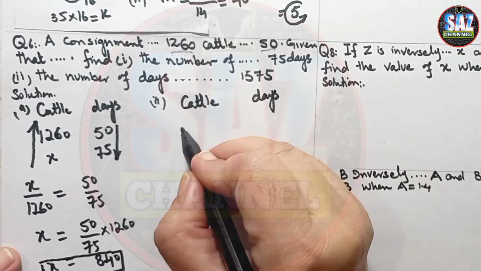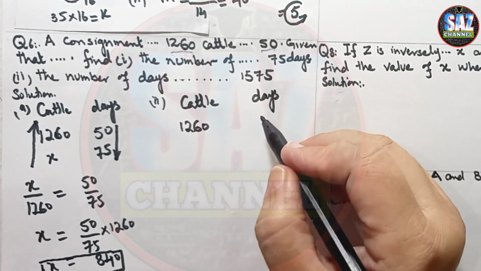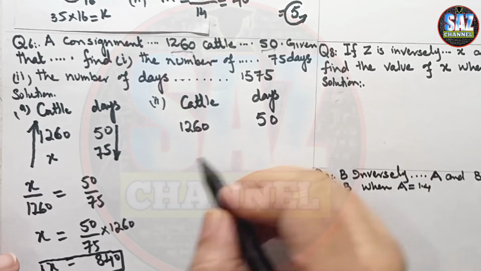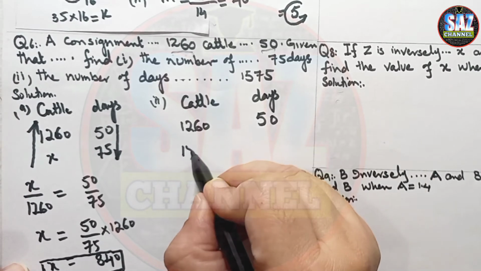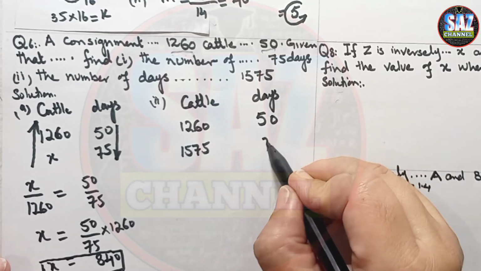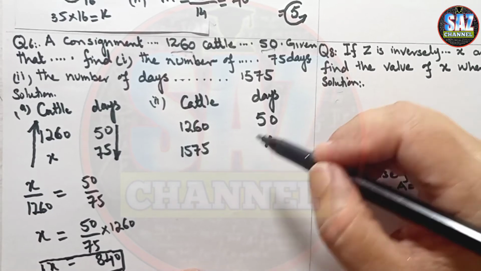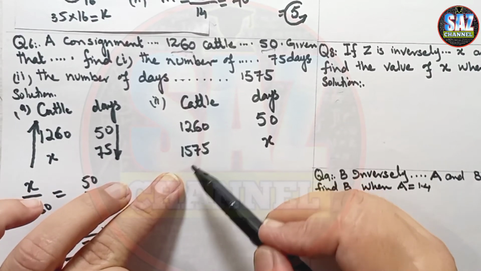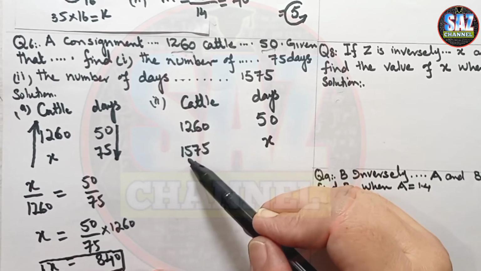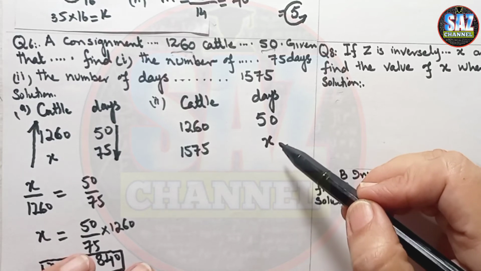Now, if we were having 1260 cattle, for them the food was enough for 50 days. Now, if the cattle have become 1575, how many days do they require to eat this food? Again, we can see the cattle has increased from 1260 to 1575. So obviously the days will decrease.